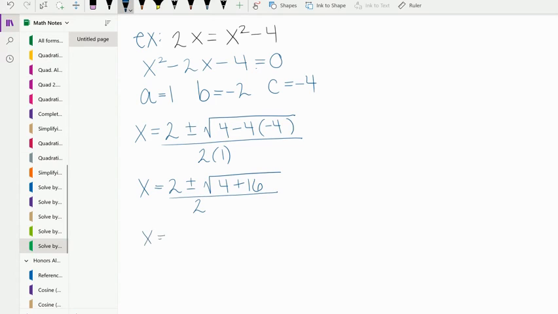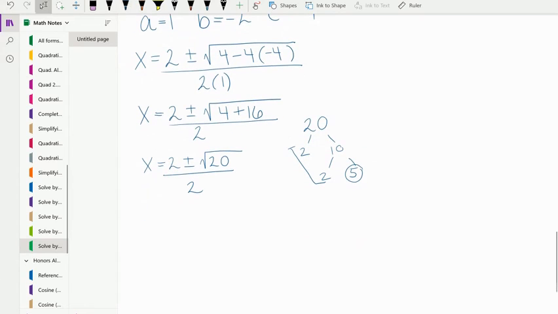So we get x equals 2 plus or minus the square root of 20 over 2. Then we want to look at 20, and we can branch it. So 2 and 10 and 2 and 5. So I have a pair of 2s and a lonely 5. So I get x equals 2 plus or minus 2 root 5 over 2.